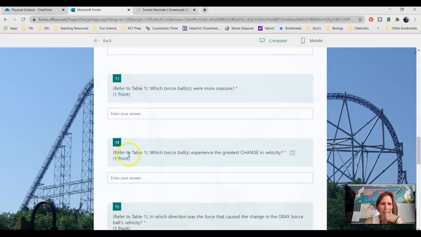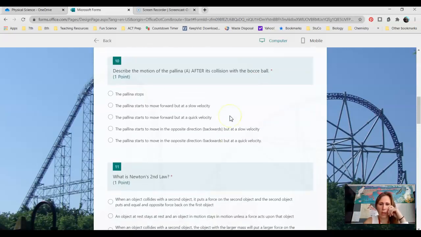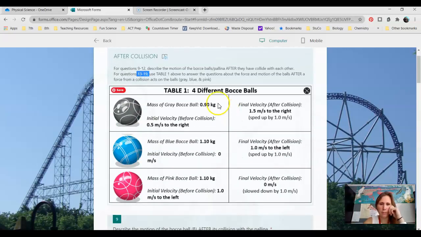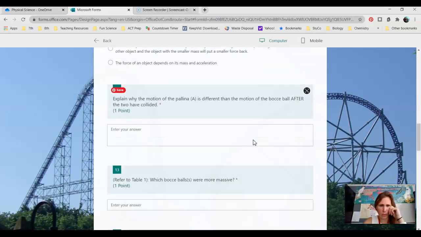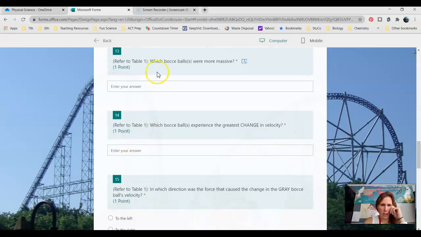Now for 13 through 19, you guys are going to refer to table 1. This is similar to the quiz that you guys took for chapter 2. So which bocce balls were more massive? So now you guys can refer to this table. Okay, you guys can see all the information you need in these tables to answer 13 through 19. So which bocce balls were more massive? You guys may have more than one answer there. Okay, so it could be one answer, it could be more than one answer. It won't be anything more than gray, pink, or blue, because those are the only colored bocce balls you're examining.